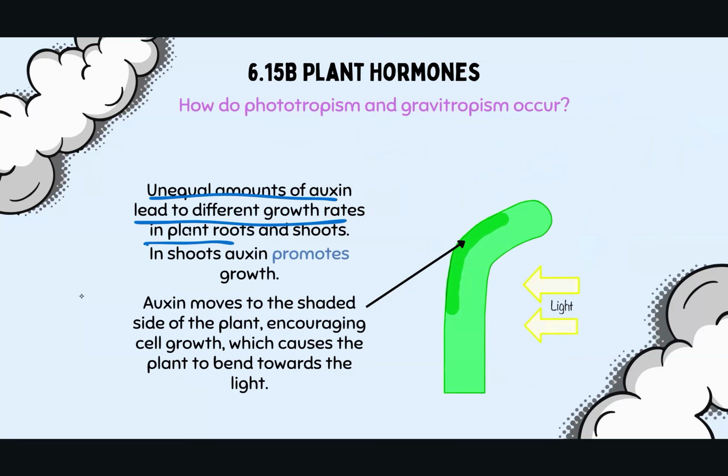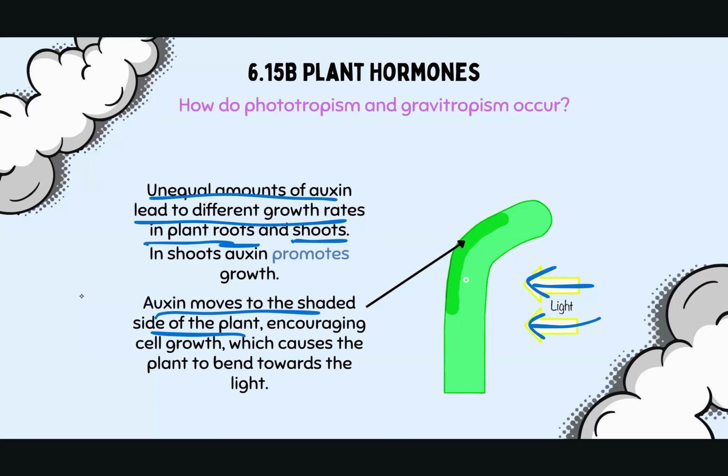In plant roots and shoots. So in shoots, auxin promotes growth. So this is what actually happens. You've got light coming from this side. The auxin always goes to the shaded side of the plant. So the auxin moves to the shaded side of the plant.